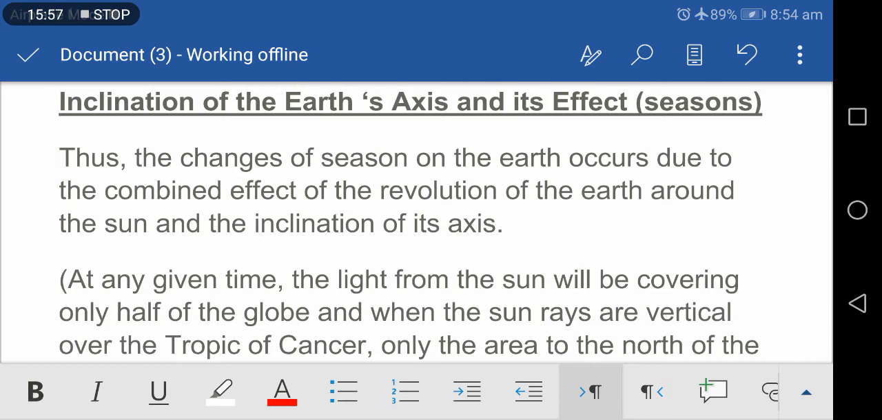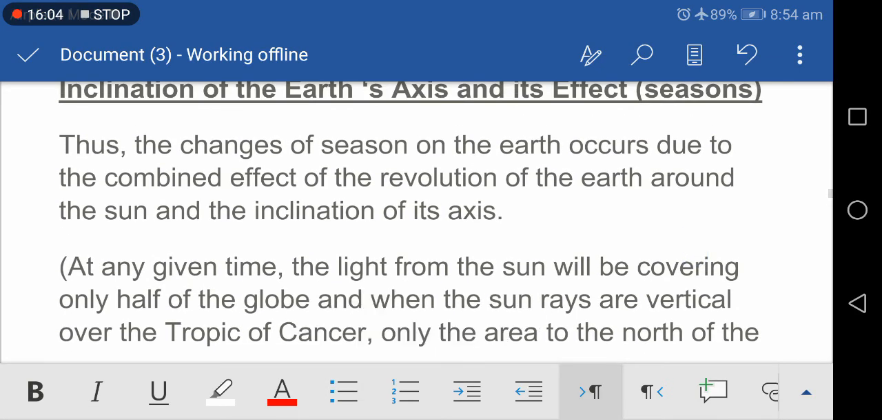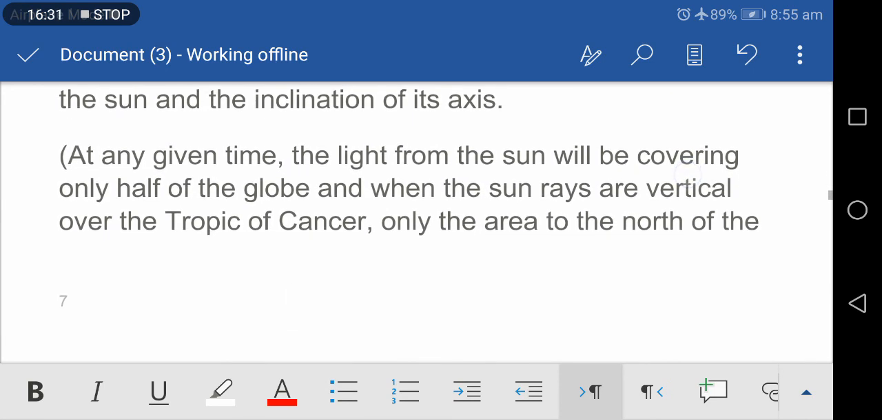When the sun rays are vertical at a place, it receives more energy and it experiences summer season. On the other hand, when the sun rays at the place are slanting, it receives less energy from the sun and experiences winter. Thus, the change of seasons on the earth occurs due to the combined effect of the revolution of the earth around the sun and the inclination of its axis.